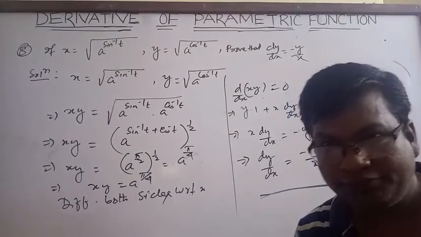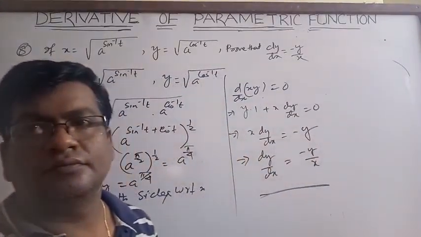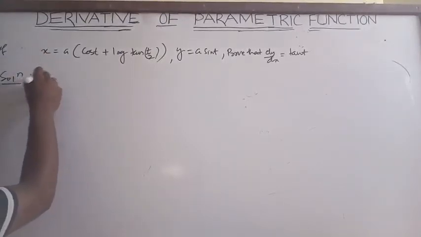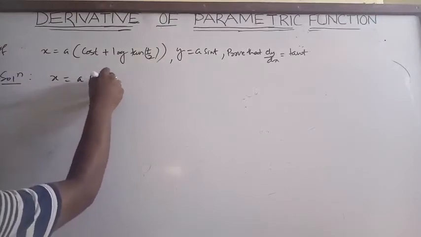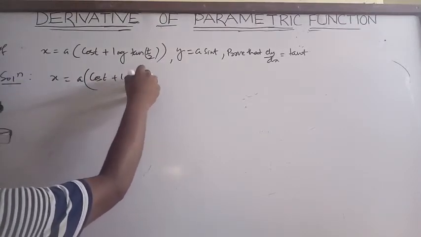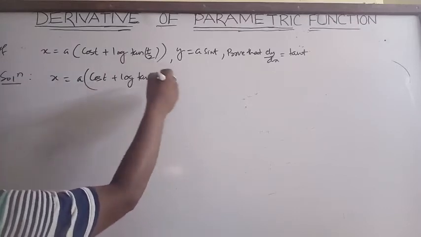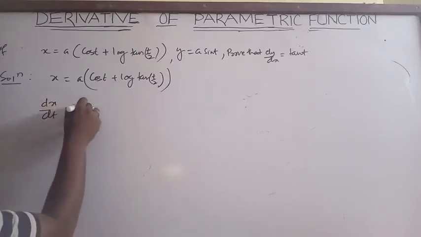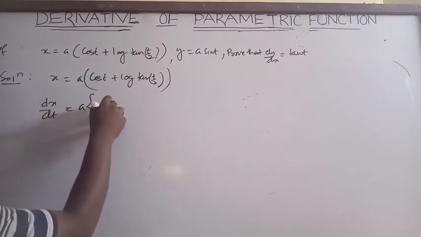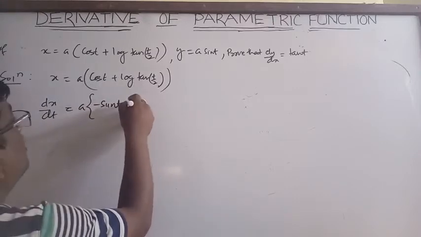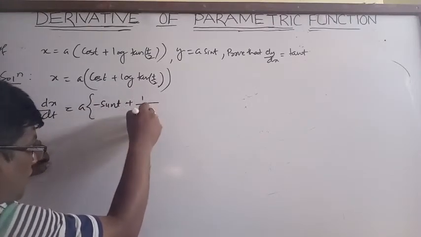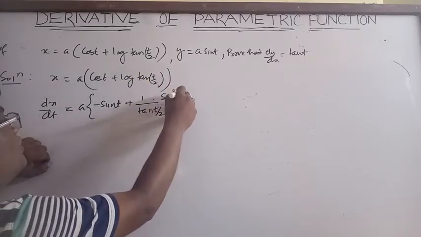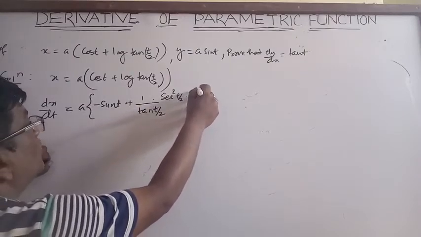And another question. Now x is equal to a into cos t plus log of tan t by 2. And dx by dt: a is a constant, the derivative of cos t means minus sin t, and the derivative of log tan t by 2. Log x means 1 by x, so 1 by tan t by 2 into the derivative of tan t by 2, which is sec square t by 2 into 1 by 2.